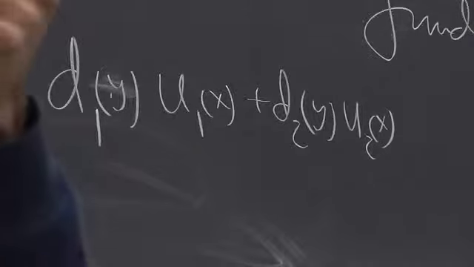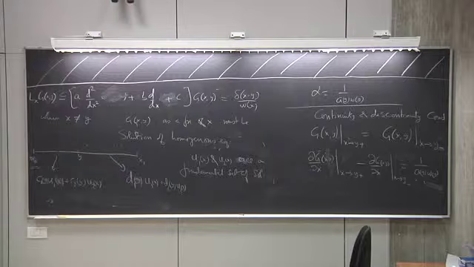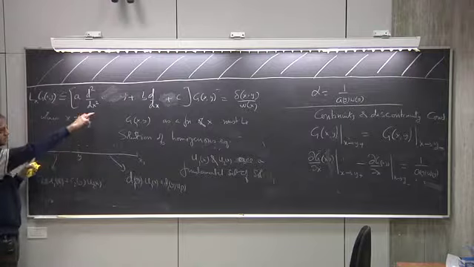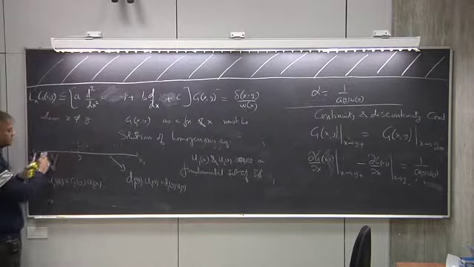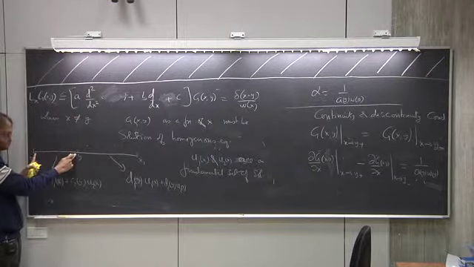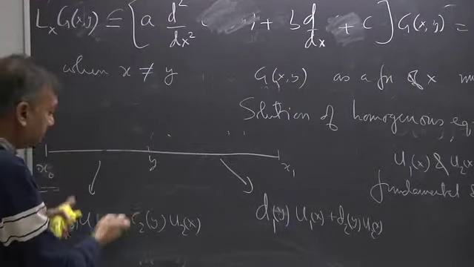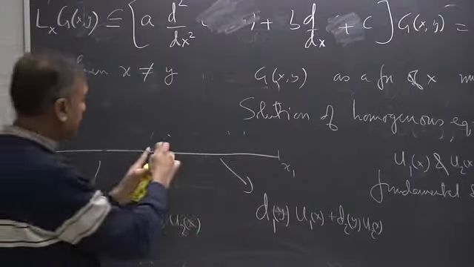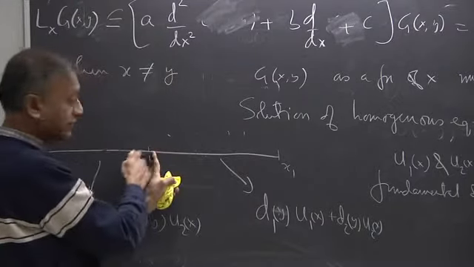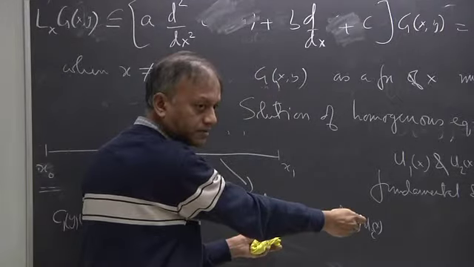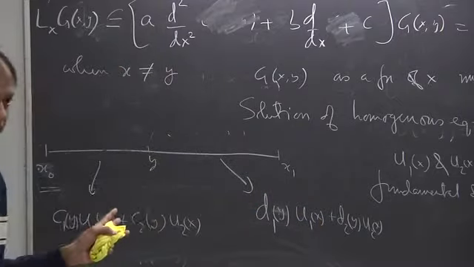Why specifically choose x in the region between x0 and x1? Because I know that from here to here G satisfies the homogeneous equation, right? Not at x equal to y, but from here to here it satisfies. So here it will be some linear combination. Similarly, I know that from here to here, excluding the point y, it again satisfies the homogeneous equation. So it will be some linear combination. At the moment, I'm just keeping it completely general.